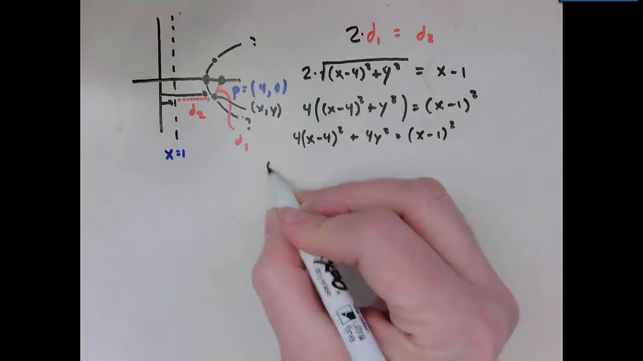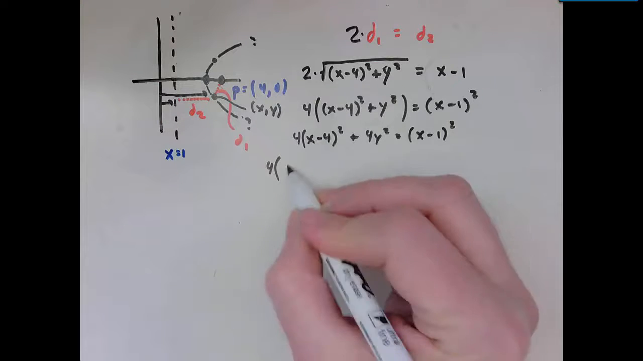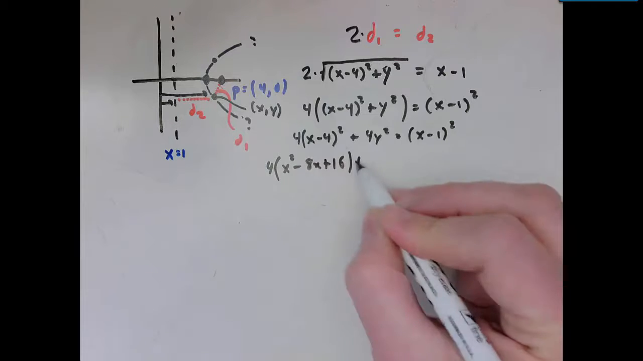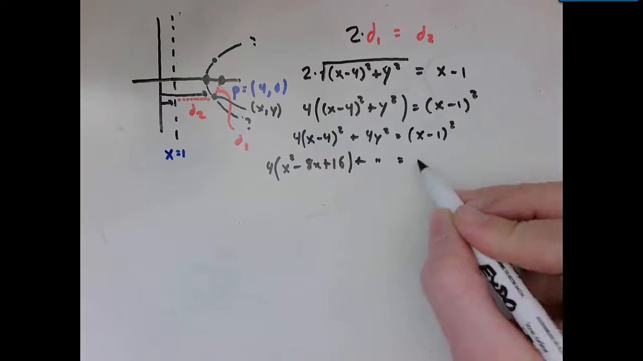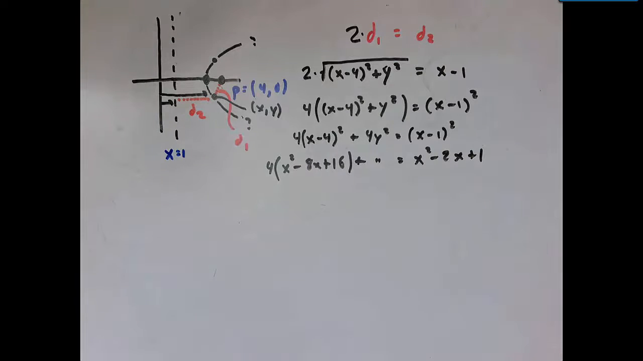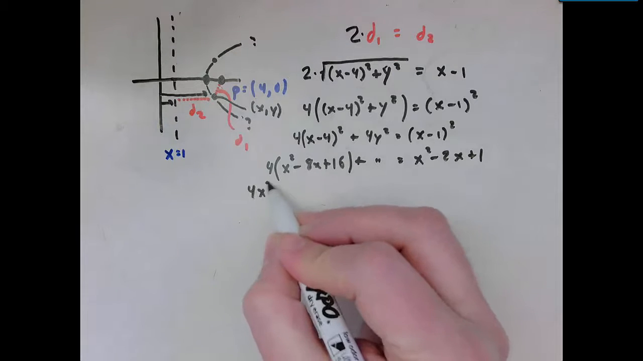So here I've got 4 times, I'm going to expand this now, so x squared minus 8x plus 16. And then that's the same. And then here I've got x squared minus 2x plus 1. All right, and I guess let's distribute the 4 in. So 4x squared.